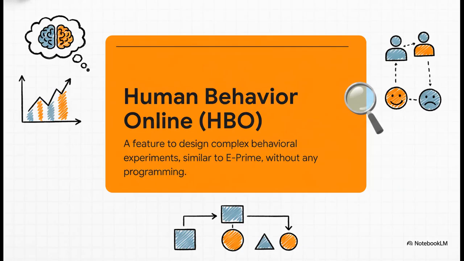And hey, for anyone in psychology or behavioral science, this is a total game changer. There's a feature called Human Behavior Online, or HBO, that lets you design complex experiments, the kind that used to require special software like ePrime. But here's the best part. You can do it all without writing a single line of code. It really democratizes experimental design.